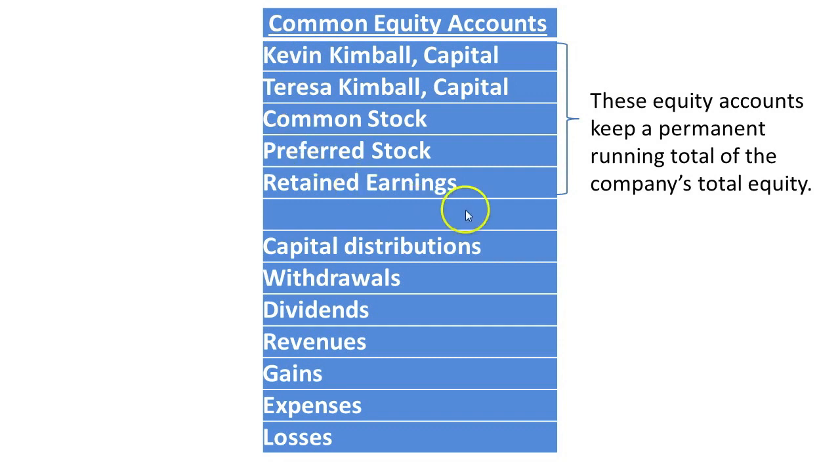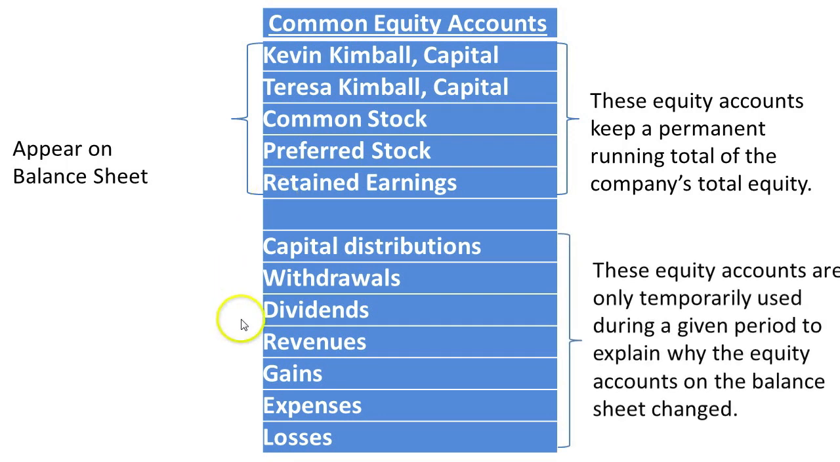These equity accounts keep a permanent running total of the company's total equity. They appear on the balance sheet. They're known as permanent accounts because they keep a running total year after year after year. These equity accounts are only temporarily used during a given period to explain why these balance sheet equity accounts changed from one year to the next, or one accounting period to the next.